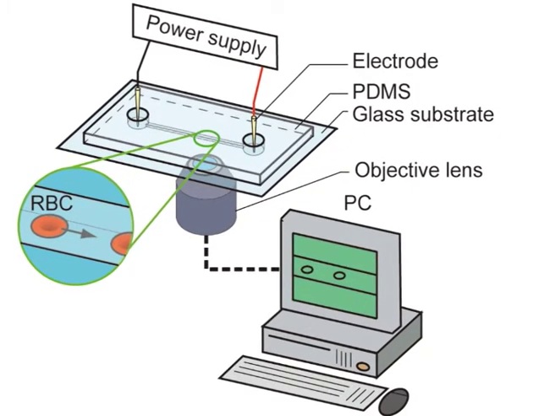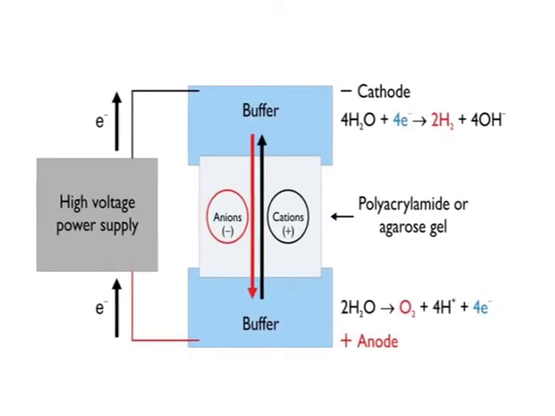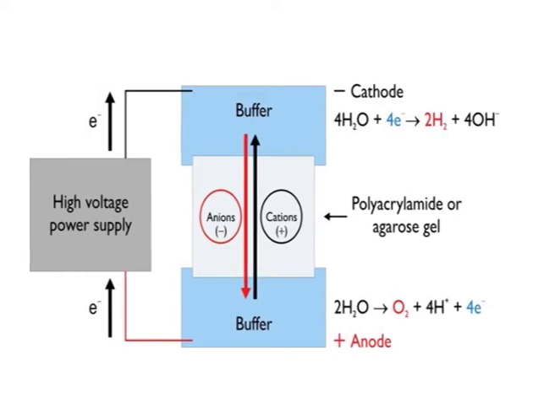The net charge is determined by the pH of the medium. All types of electrophoresis are governed by a single set of general principles illustrated by an equation. Mobility of a molecule is equal to applied voltage multiplied by net charge on the molecule divided by friction of the molecule. The principle of electrophoresis is shown in the figure.